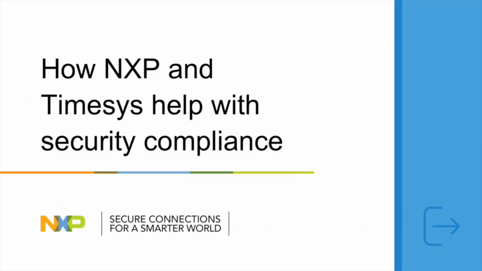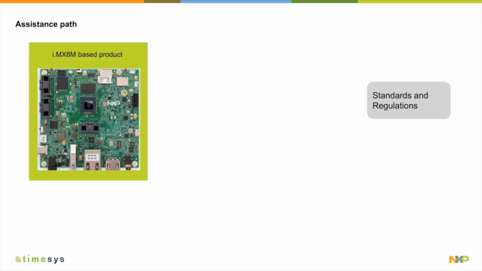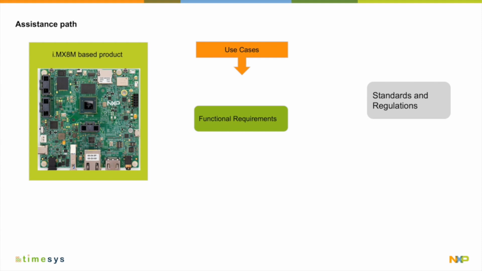How NXP and Timesys help with security compliance. So let's talk about that. So we have an i.MX 8 device product in this case, and we have certain standards and regulations that are market specific. There are functional requirements for a product. So starting with that, and then we have use cases of how the product is going to be used. Use cases describe functionality, but also provide background information on potential attack vectors. So that also has an impact on security requirements. So we have functional requirements and security requirements, which we can then map against standards and regulations.